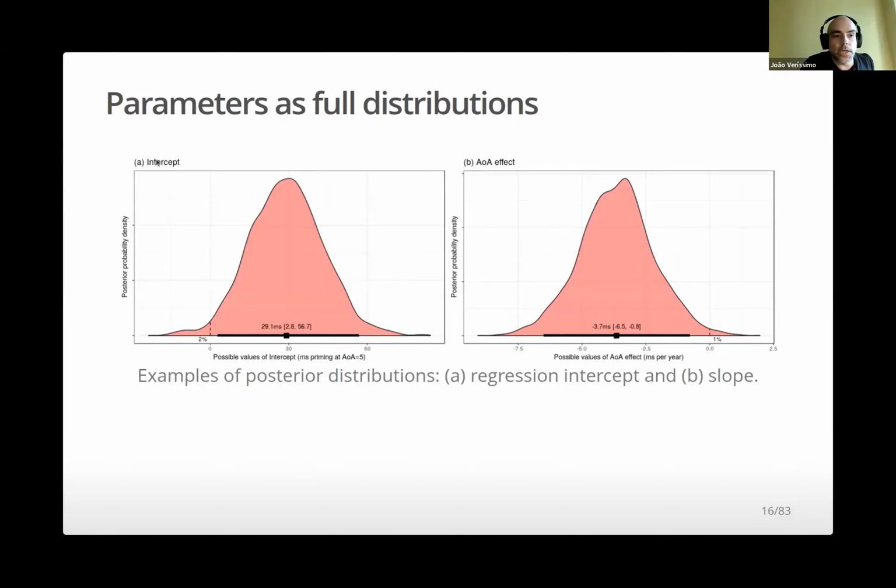A panel on the left would be a regression intercept. The panel on the right is a regression slope. And we'll fit this model in a little bit so you know what this actually means. But for now, what matters is that we can see that we have this range of values expressed as a probability distribution. And this is what we get. We don't get the single value. This is what the regression slope essentially is in the Bayesian framework.